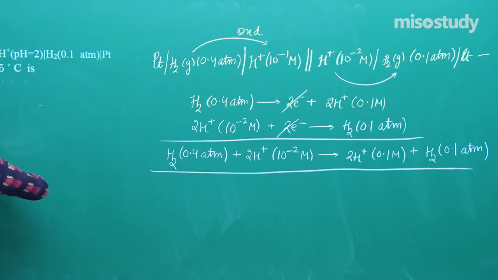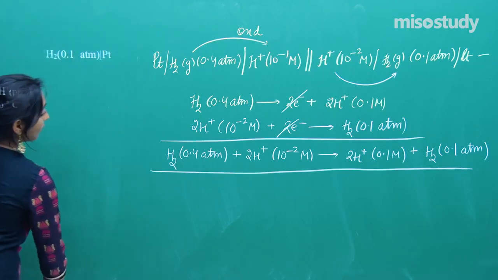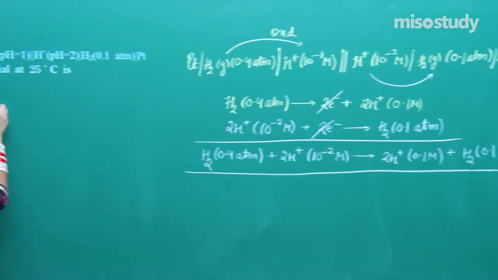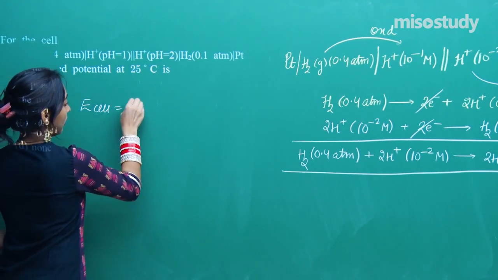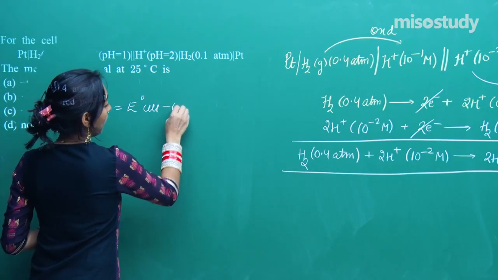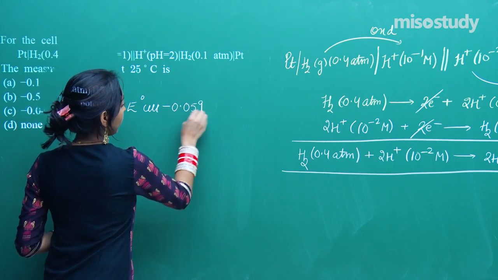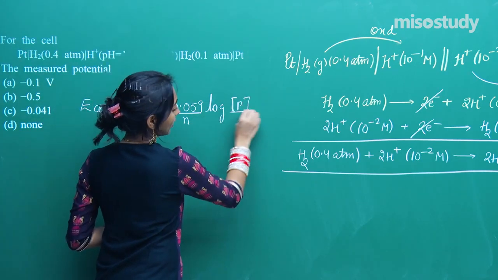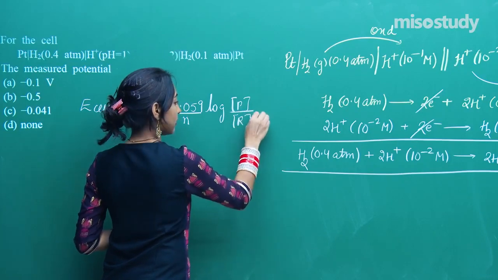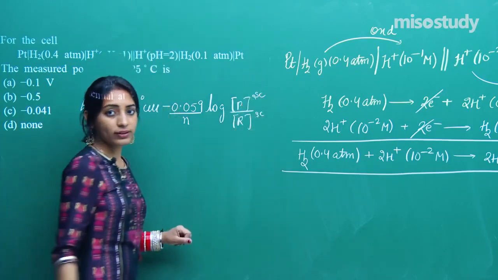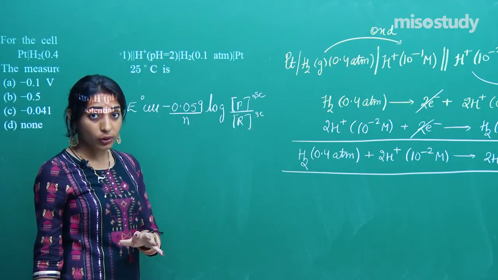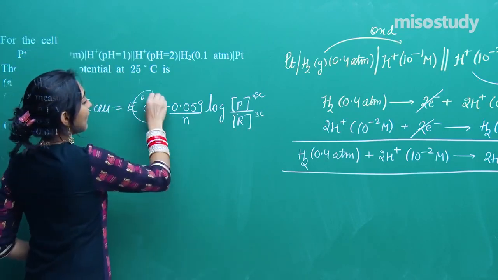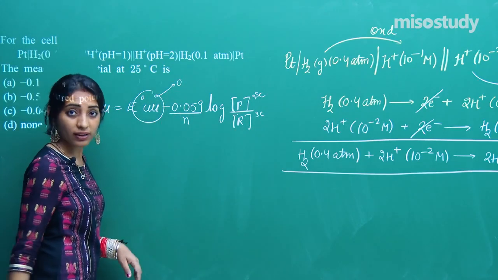Since we have to use the Nernst equation, I will simply write E cell is equal to E naught cell minus 0.059 by N log concentration of products by concentration of reactants, with each concentration term raised to the power of its stoichiometric coefficient. E naught cell is 0. You are very smart, right?